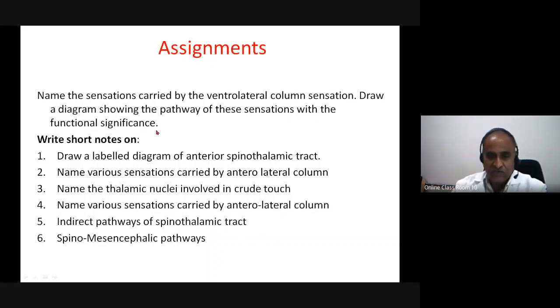So you try to prepare these questions for yourself. And you can also write the differences between the anterolateral column sensations, or ventrolateral column sensations, and the dorsal column sensations. That would revise both the sensations in a nutshell. So you try to revise that.